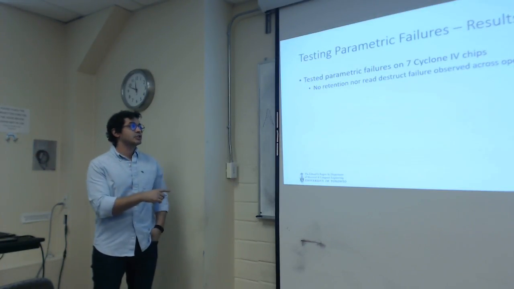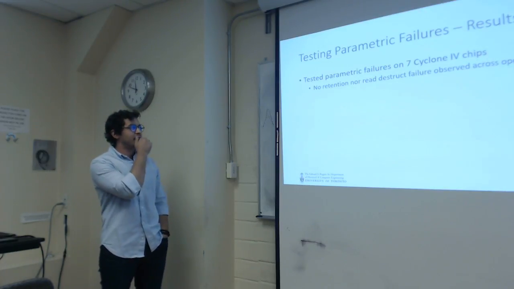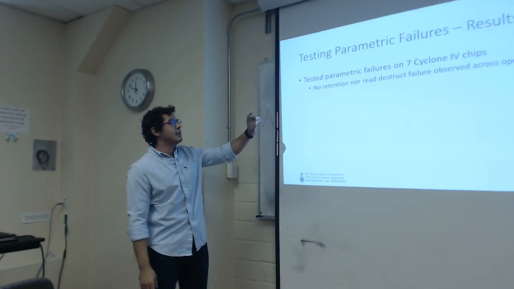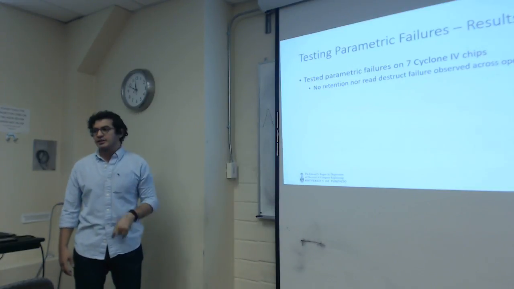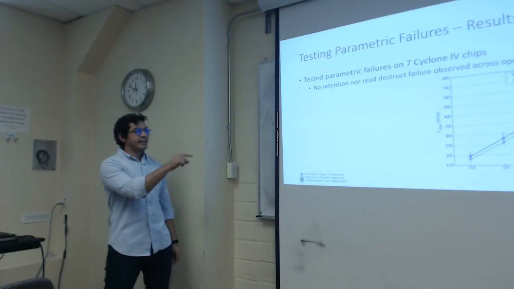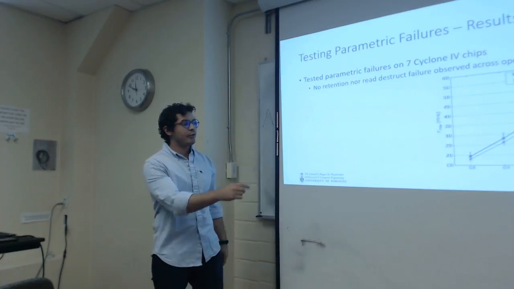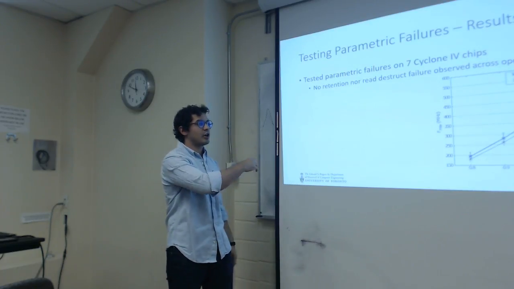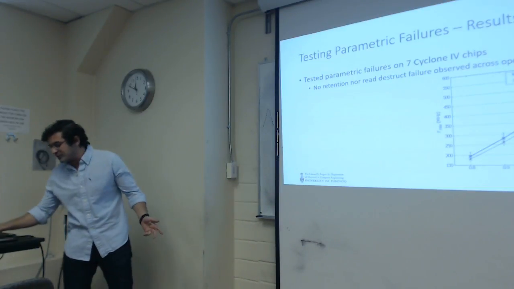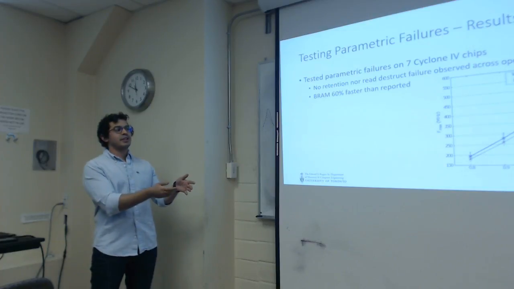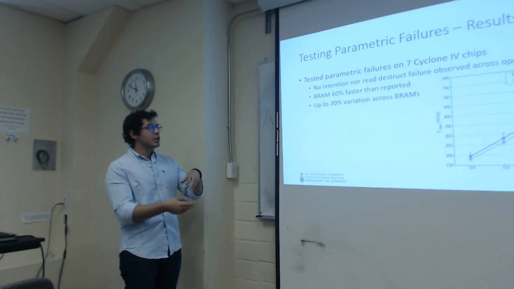Okay, so now going into some results. We tested seven different Cyclone chips for all the parametric failures. Across the operable voltage range of the chip, we didn't find any retention or read-destruct failures. Looking at the read and write speed, this graph shows the average, the min, and the max of the write and read speed across all different VRAMs in the 7 chips across different supply voltages. A couple of interesting things to note here is that the average VRAM runs 60% faster than what is reported, and the variation between the VRAMs could go up to 20%.